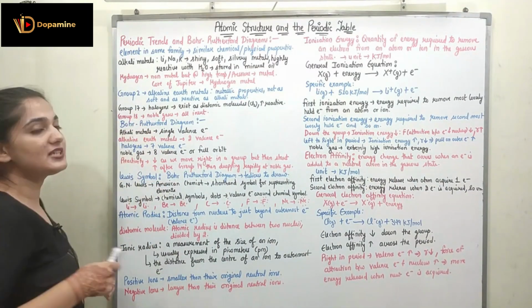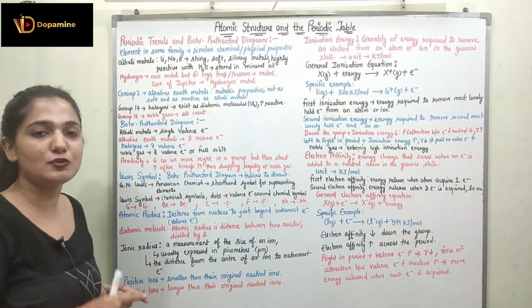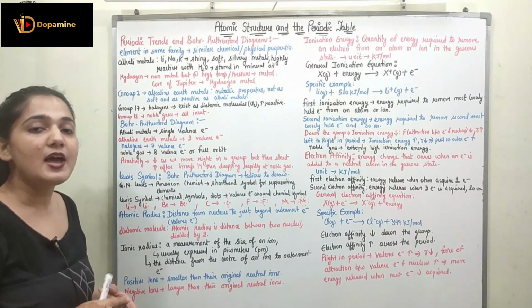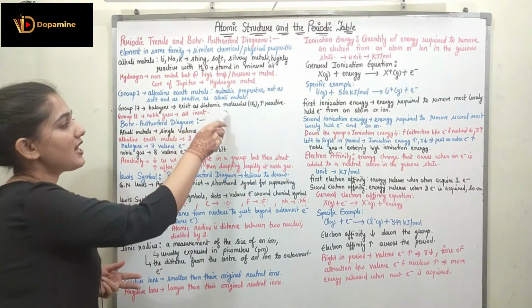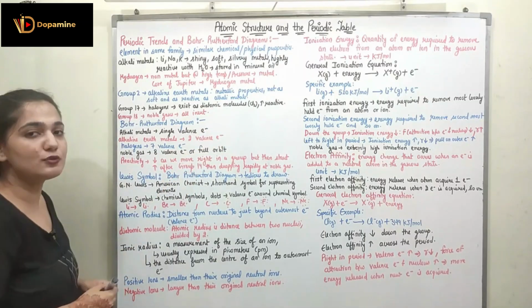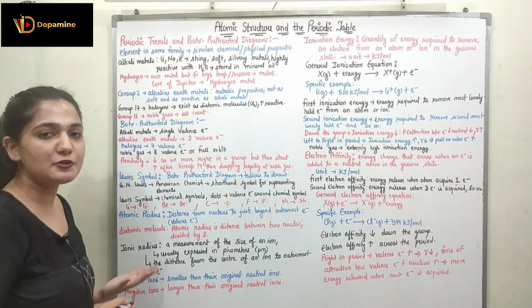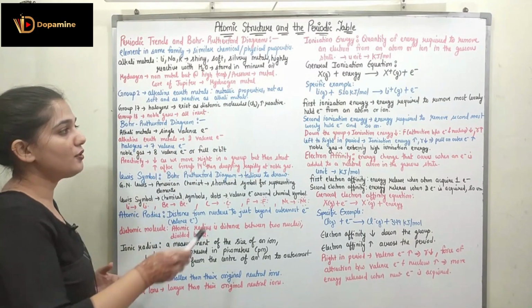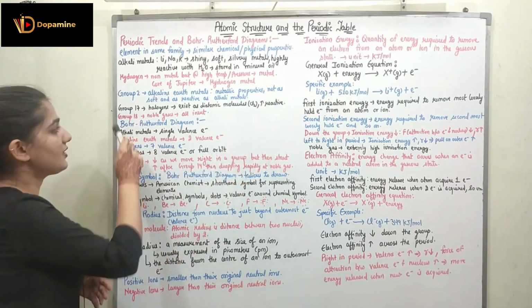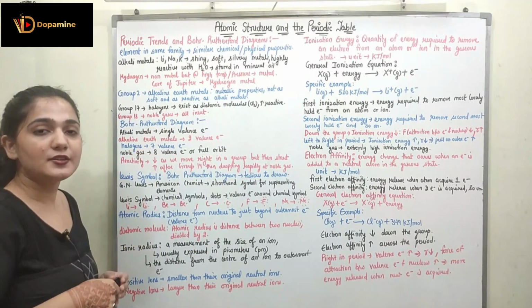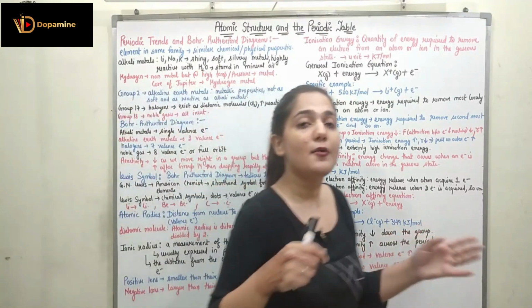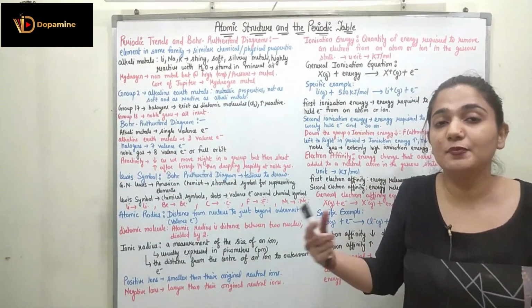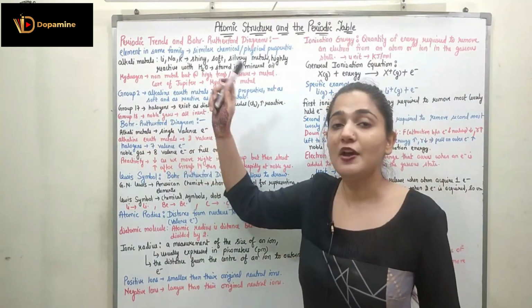Coming to group 17, which are known as the halogens: fluorine, chlorine, bromine, iodine, these are all my halogens. They exist as diatomic molecules like Cl2, right? Then we have Br2, I2 and all. So they are highly reactive. Coming to group 18, we have the noble gases. They are all inert. So I have now defined the properties according to the different families.